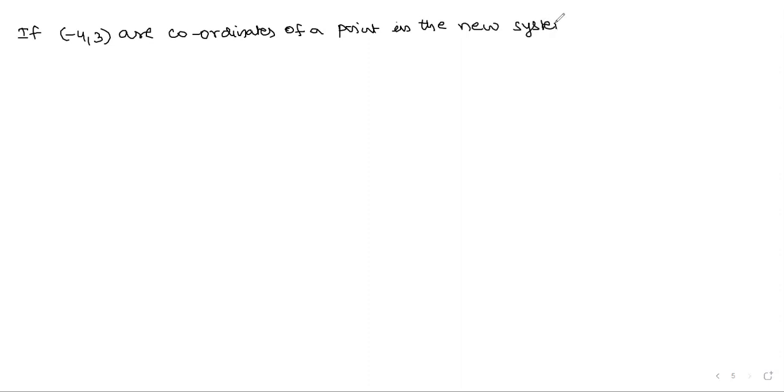Second problem we have to discuss here. If (-4, 3) are the coordinates of a point in the new system, and (2, 3) is the shifted origin, then find the original coordinates.